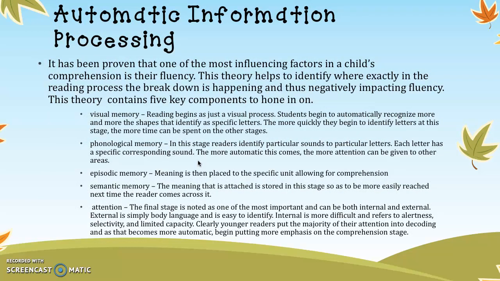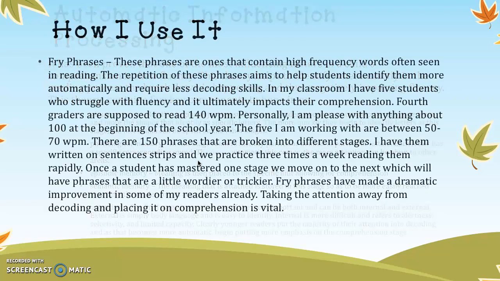The other theory that I use in my classroom is automatic information processing. And one of the largest factors that affects a child's comprehension is their fluency. So this theory helps to identify exactly where the breakdown is happening and allow the teacher to intervene and help where it is needed. So it has five key components: the visual memory, phonological memory, episodic memory, semantic memory, and attention.